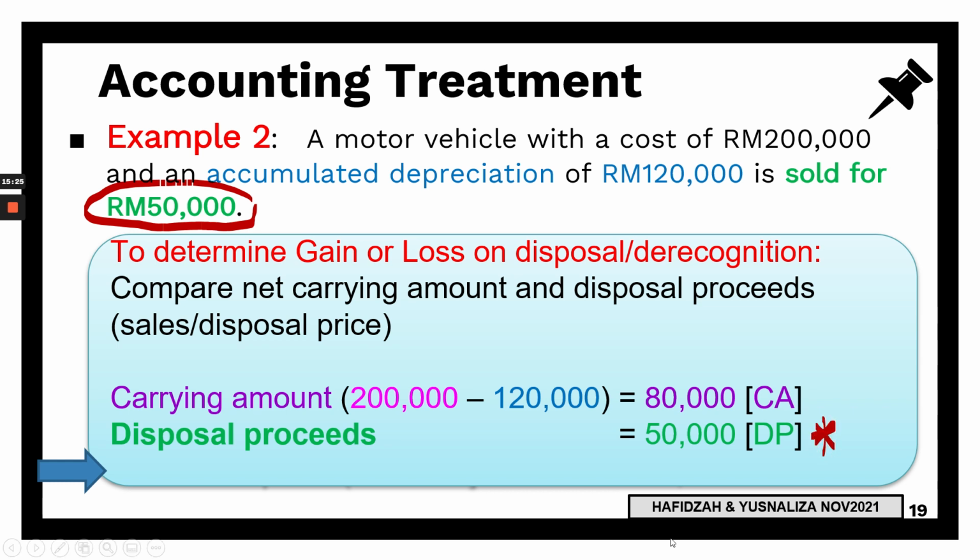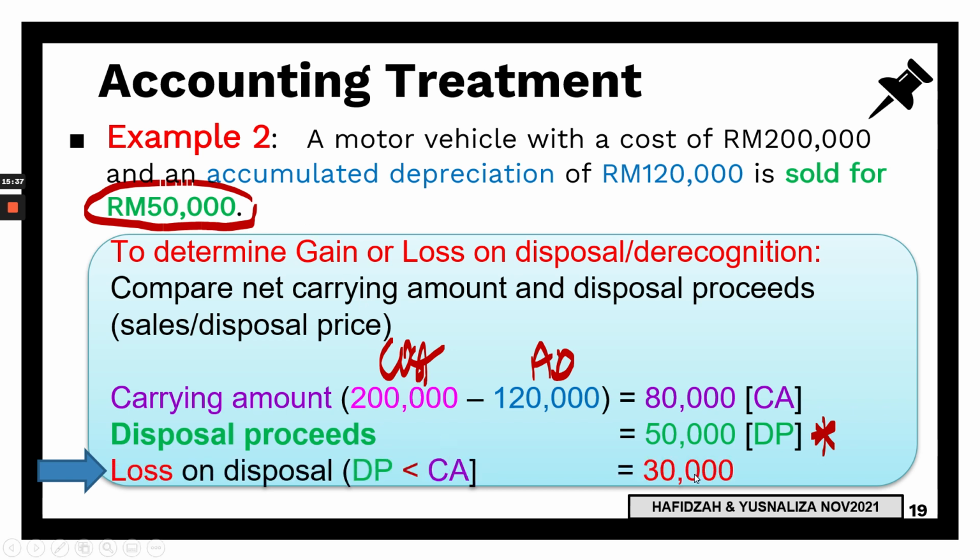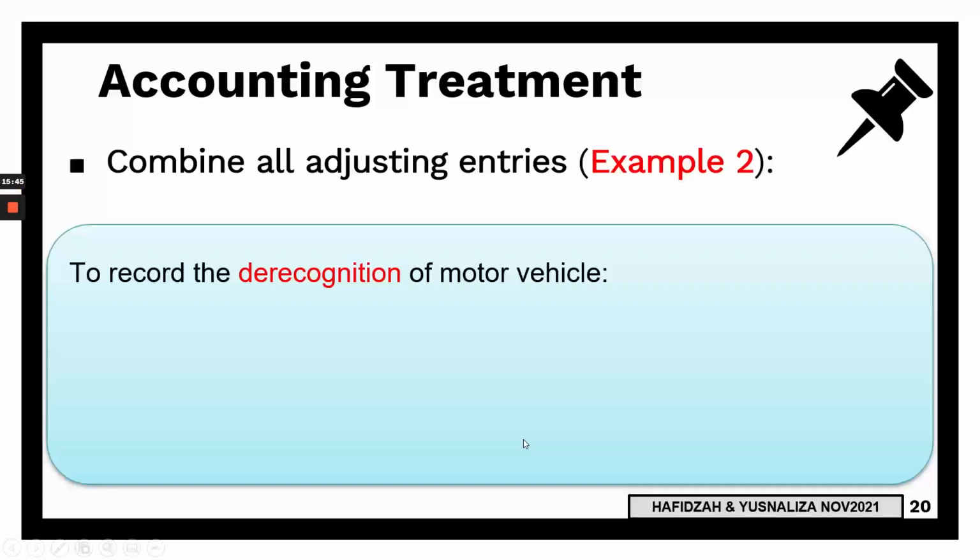And therefore, if you compare the carrying amount, which is the cost minus the accumulated depreciation, that was already given earlier, you will get the loss, which is the 30,000 that you need to treat as an expense in the year it is incurred in the statement of profit or loss.